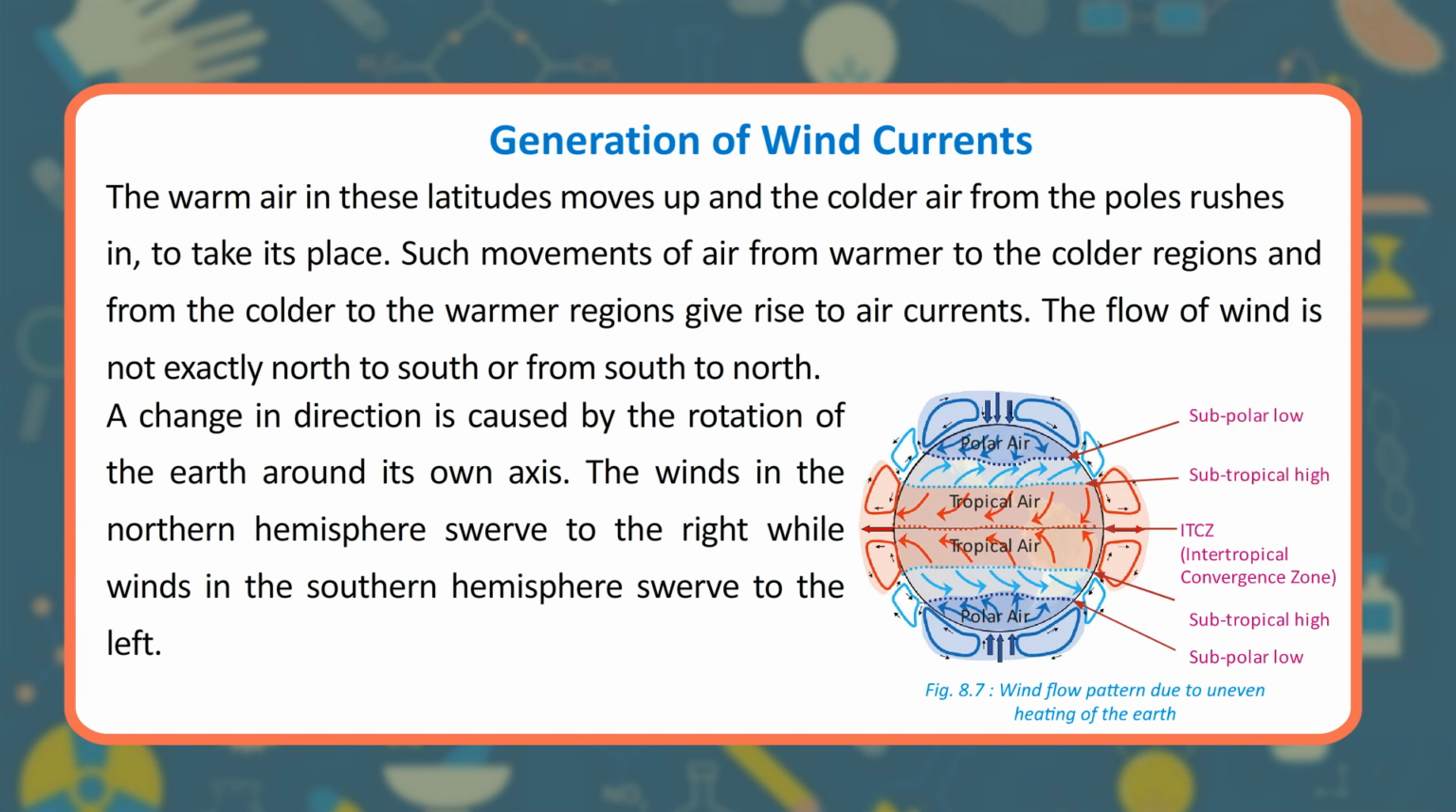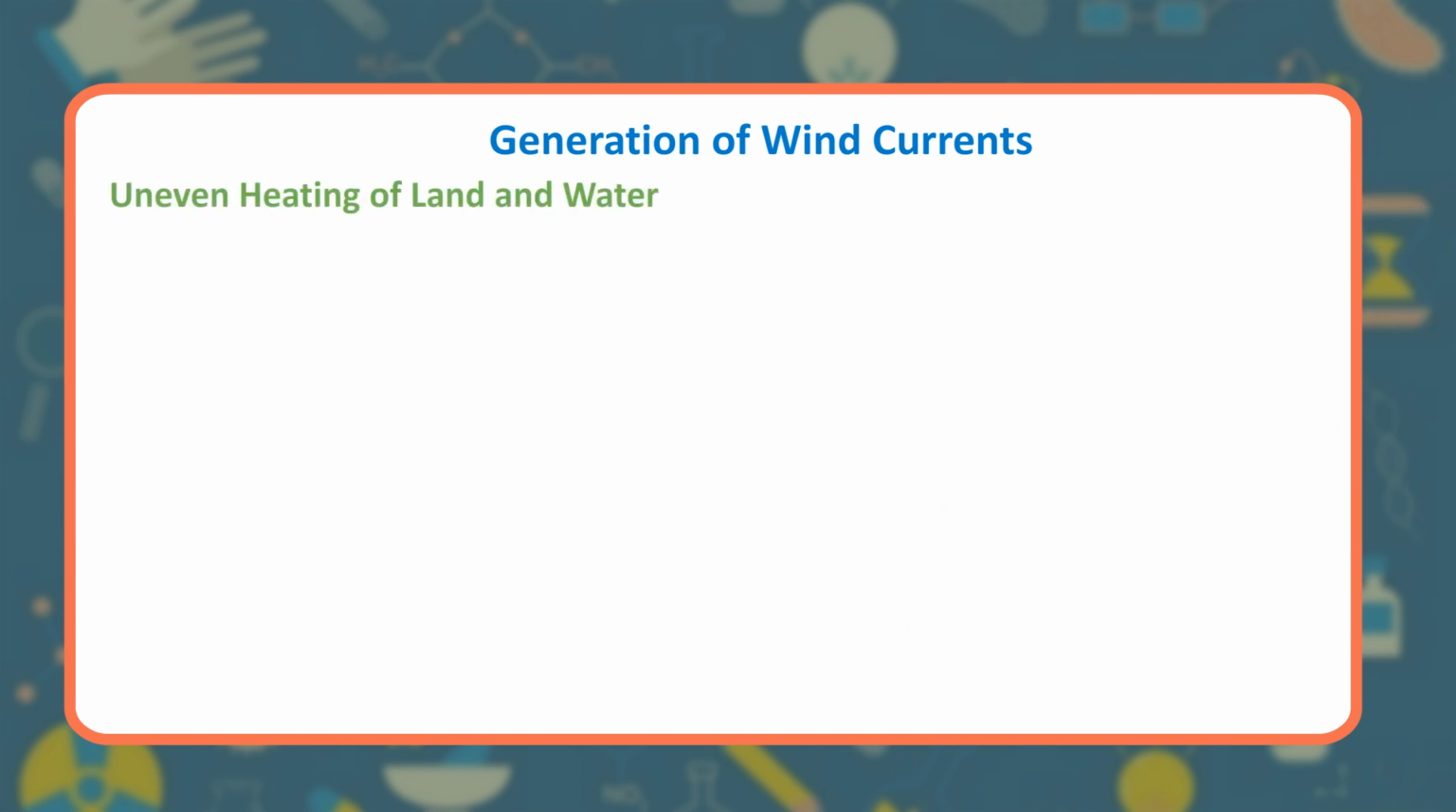Subpolar low. Subtropical high. ITCZ, Intertropical Convergence Zone. Subtropical high. Subpolar low. Uneven heating of land and water.